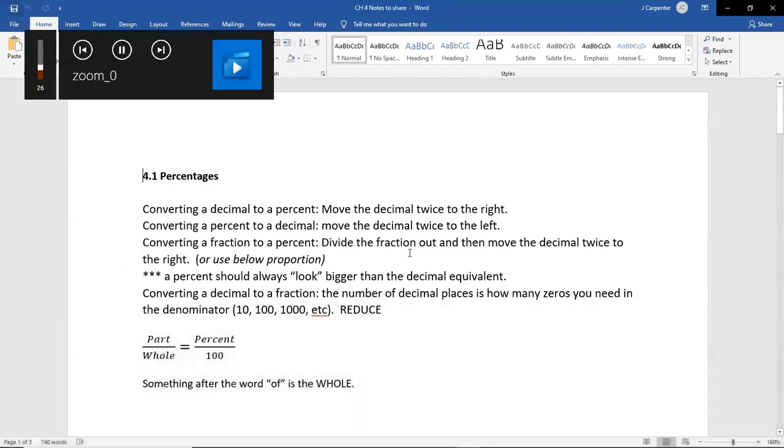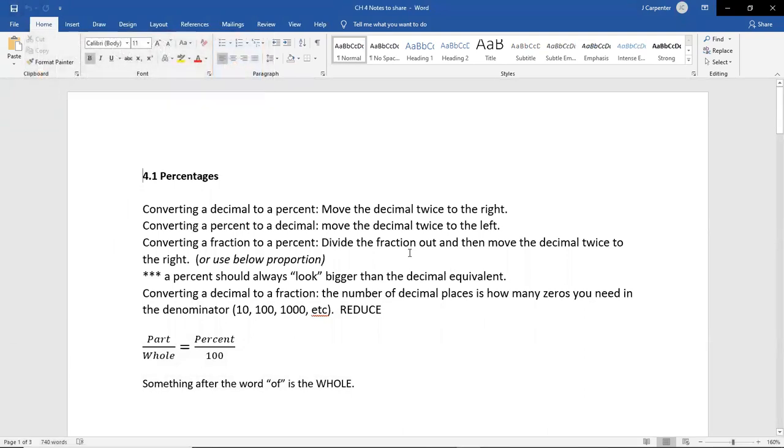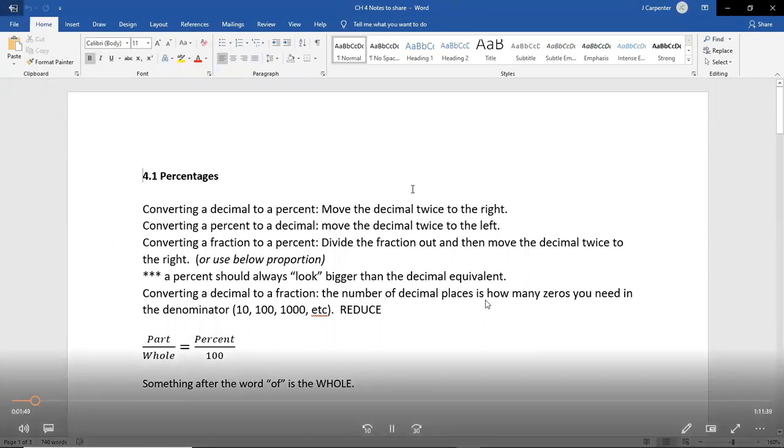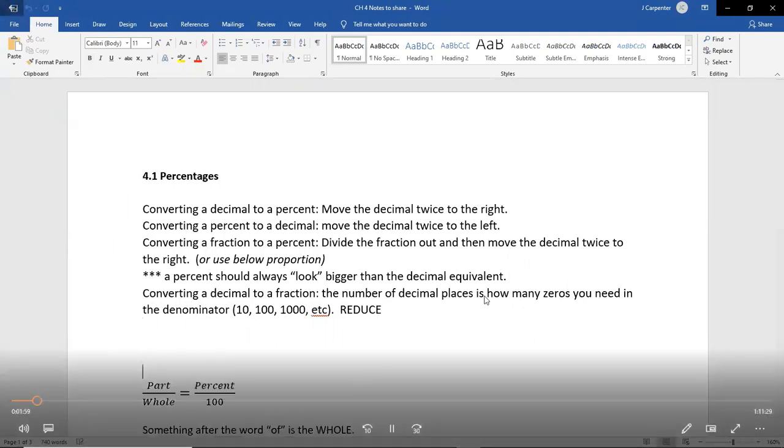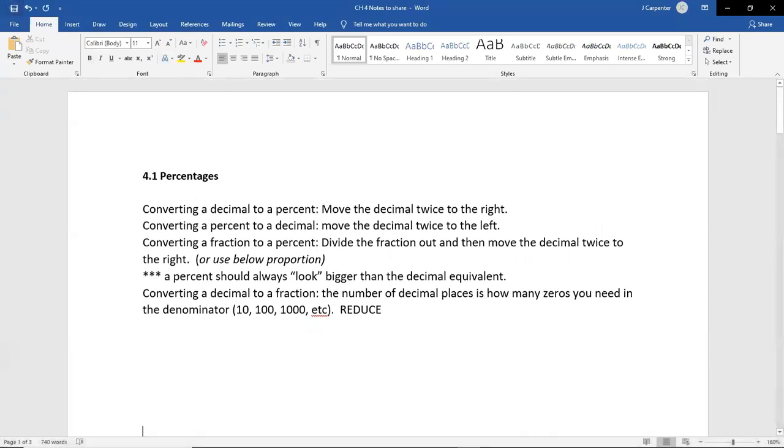Head first into chapter 4, 4.1, percentages, something that we should all have a basic grasp of already because this is a prerequisite topic. But even with that in mind, I still want to make sure that we all remember how to convert between our percents and our decimals and our fractions, although admittedly, the last one is seen less often. So a percent is just another way of representing a decimal value number.